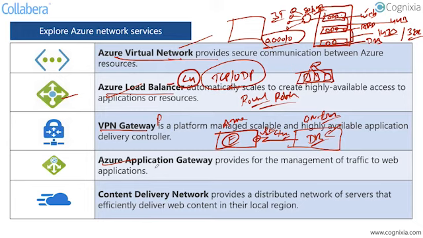This will be managed by Azure. Simply, you need to use this device and connect your on-premise data center with Azure, and you would be able to connect your application. You can enable communication from Azure to on premises.